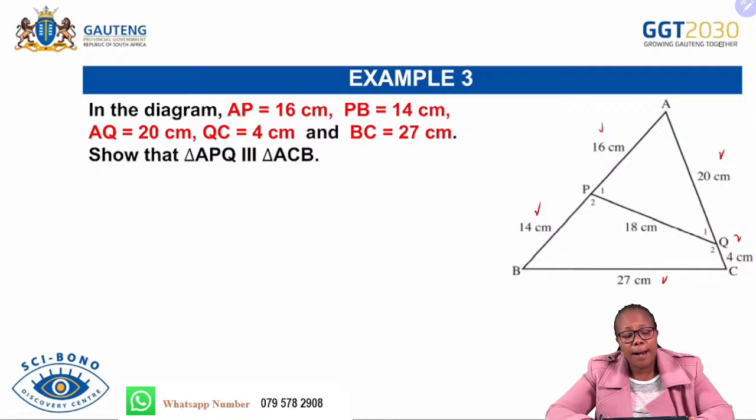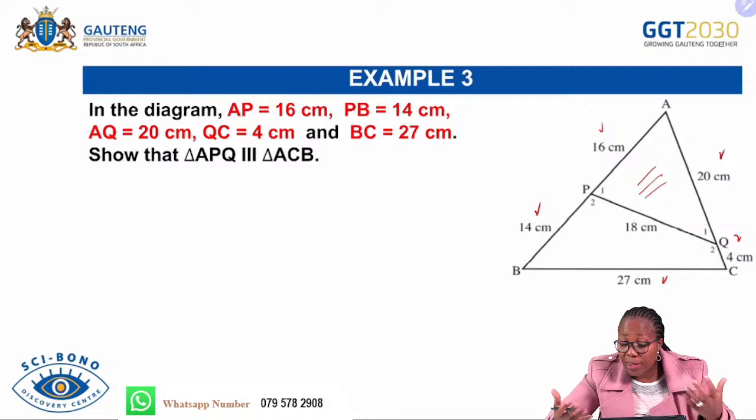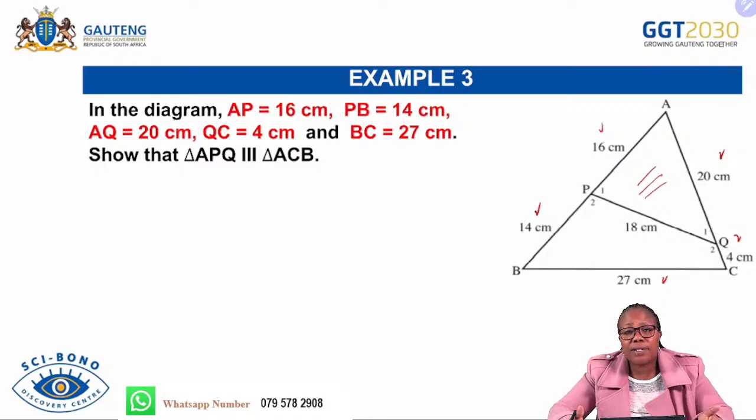Show that triangle APQ is similar to triangle ACB. So APQ, we are talking about the smaller triangle. ACB, we are talking about the bigger triangle, Grade 12. So now the easier way, because we are working with sides, is to check proportionality, no more equiangular, right? Because we are given sides. Equiangular we use when we are given angles, all right? Now, let's dismantle these two triangles and see exactly what we are talking about.